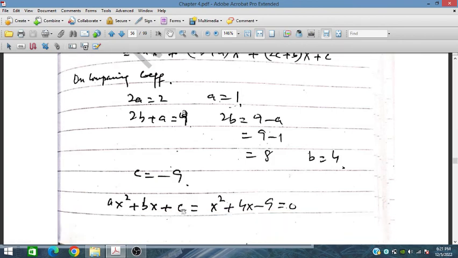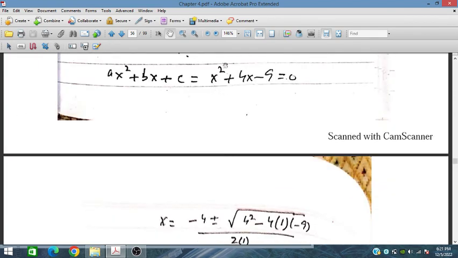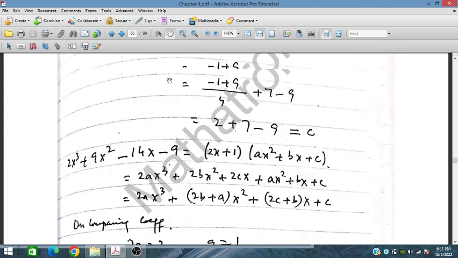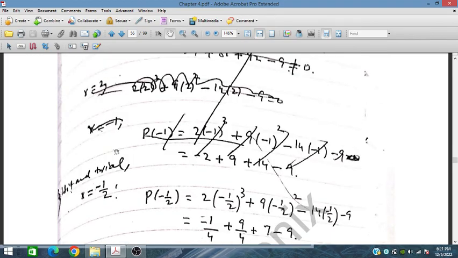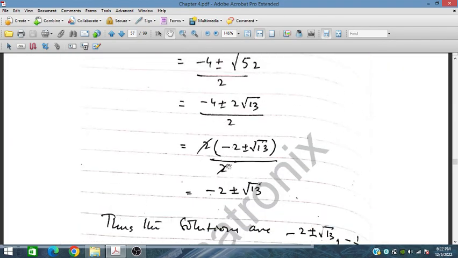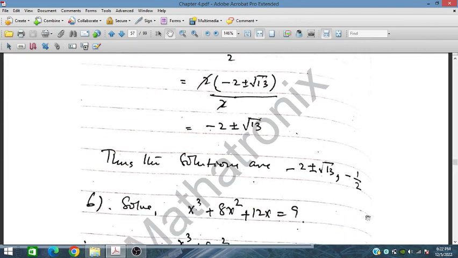So this ax square plus bx plus c is this. Same procedure as we started, so we can further find out the solutions. One solution has already been obtained, this minus half, and the remaining 2 solutions are obtained this way. So this is the other 2 solutions. So 2 solutions and 1 solution. So there are 3 solutions.